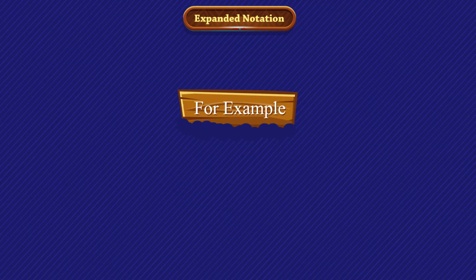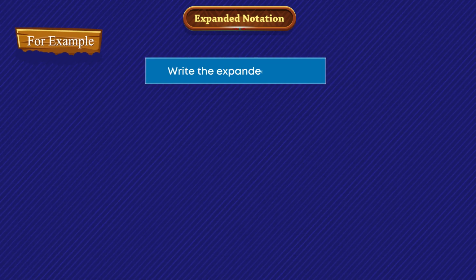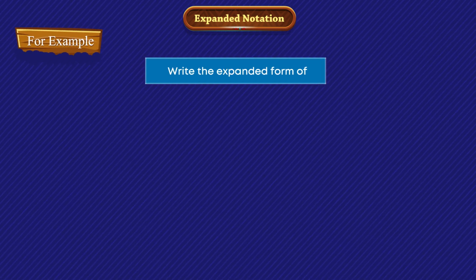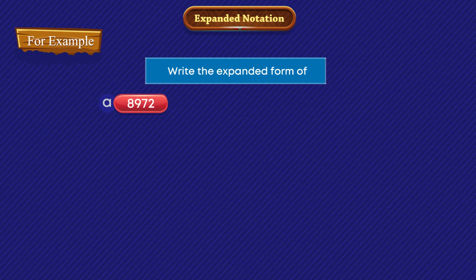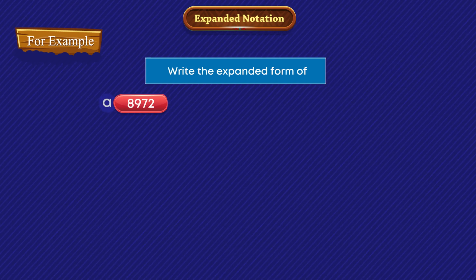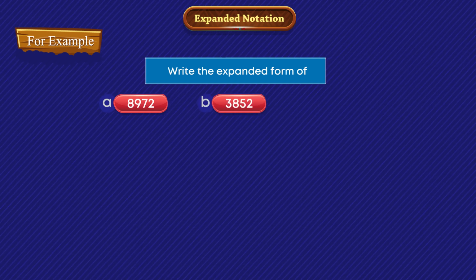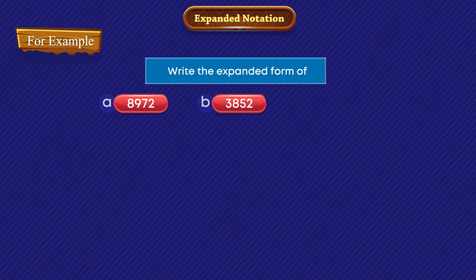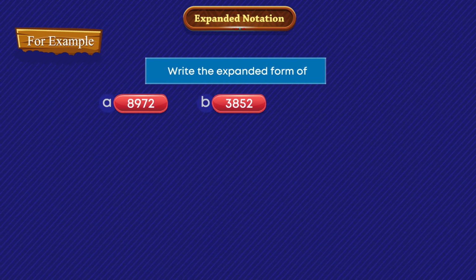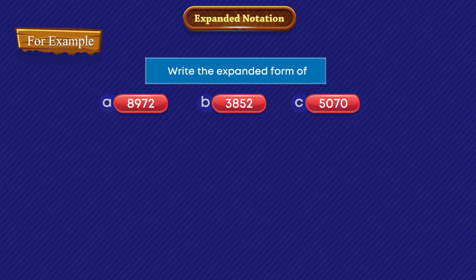For example, write the expanded form of A, 8972, B, 3852, C, 5070.